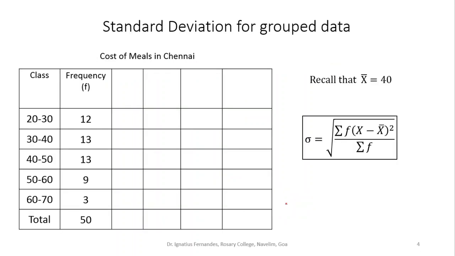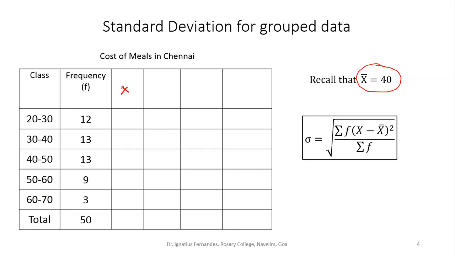So in case I have grouped data, again to go back, we have been using the same data, the cost of meals in Chennai, whose mean we had already found out, it was 40, and standard deviation sigma is the square root of sum of f multiplied to x minus x bar square upon summation f. So accordingly, this x in this case refers to the class mark, the midpoint of these classes.